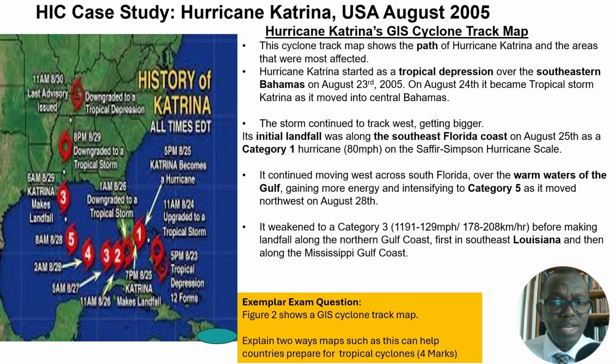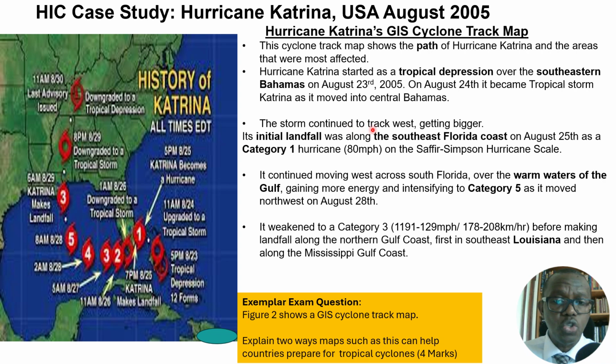So Hurricane Katrina started off as a tropical depression over the southeastern Bahamas on the 23rd of August 2005. So that is in this area here. You can see it's labeled as a tropical depression and it has started right there. And then on the 24th of August, it became a tropical storm as it moved into central Bahamas. So this is central Bahamas here. And at that point it was upgraded to a tropical storm, and that is when it got its name Katrina, so Tropical Storm Katrina.